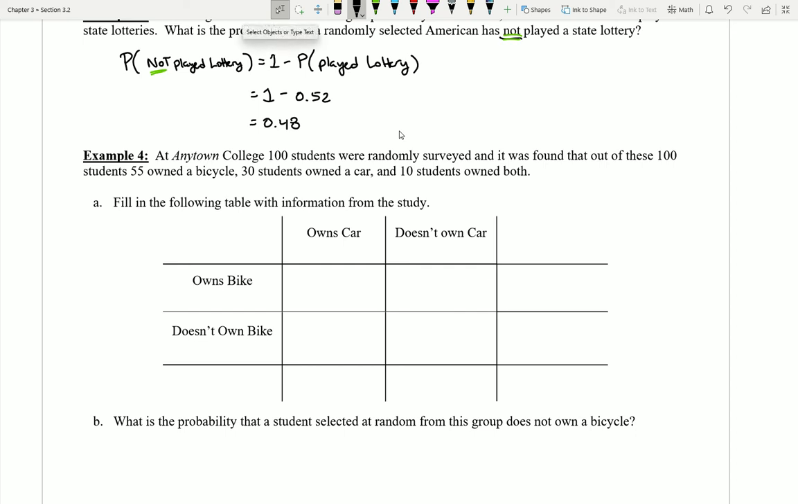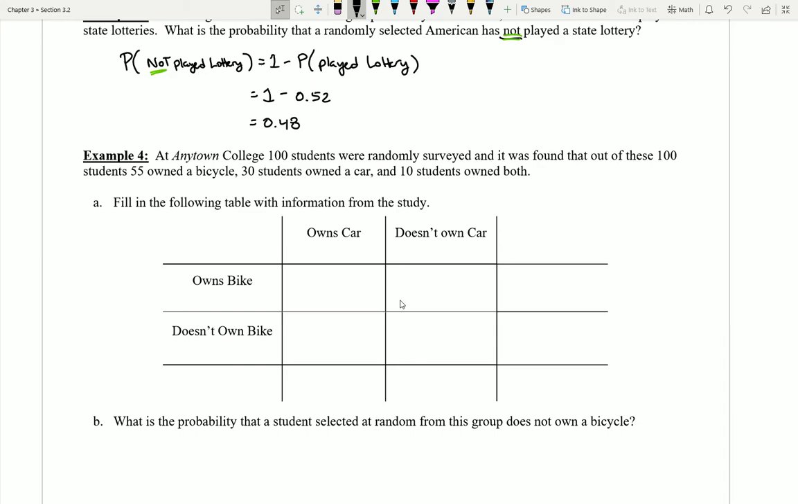Take a look here now at example number 4. We're going to try to use all the different ideas of this section to help tackle the questions here. At any town college, 100 students were randomly surveyed, and it was found that out of these 100 students, 55 owned a bicycle, 30 owned a car, and 10 students owned both. Fill in the following table with information from this study.